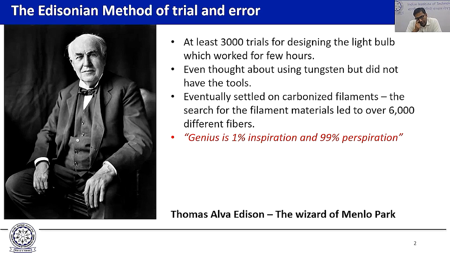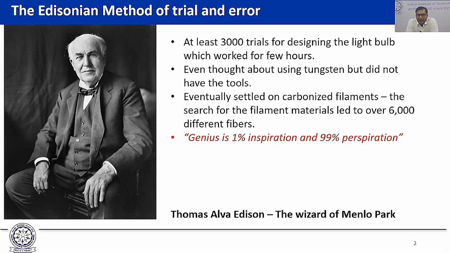After so many trials, eventually Edison settled on using carbonized filaments. As he was searching for potential filament materials, he ended up looking at a total of 6,000 different fibers. That's a lot of trials. Any invention or discovery that you make by a process like this is quite time intensive, and it is definitely quite expensive. After going through such a laborious, exhaustive process, Edison came up with his very famous quotation that a lot of people use today: genius is 1% inspiration and 99% perspiration.